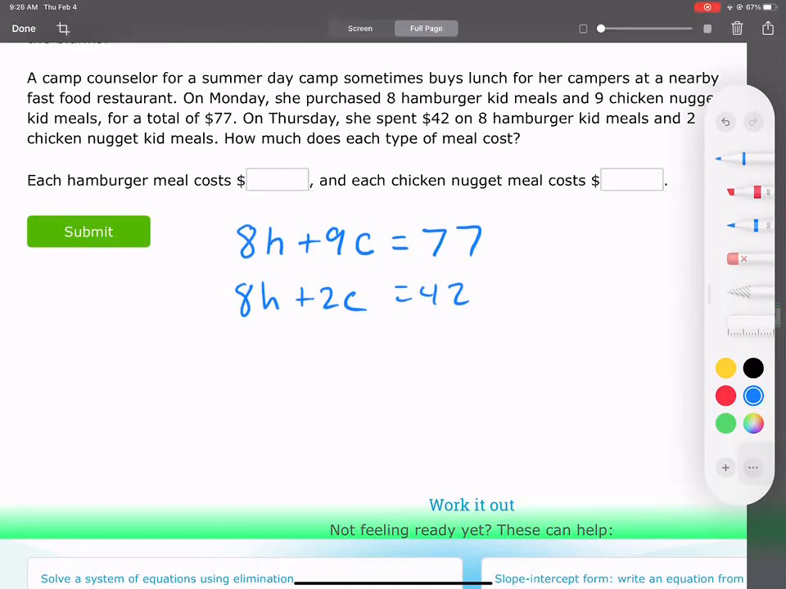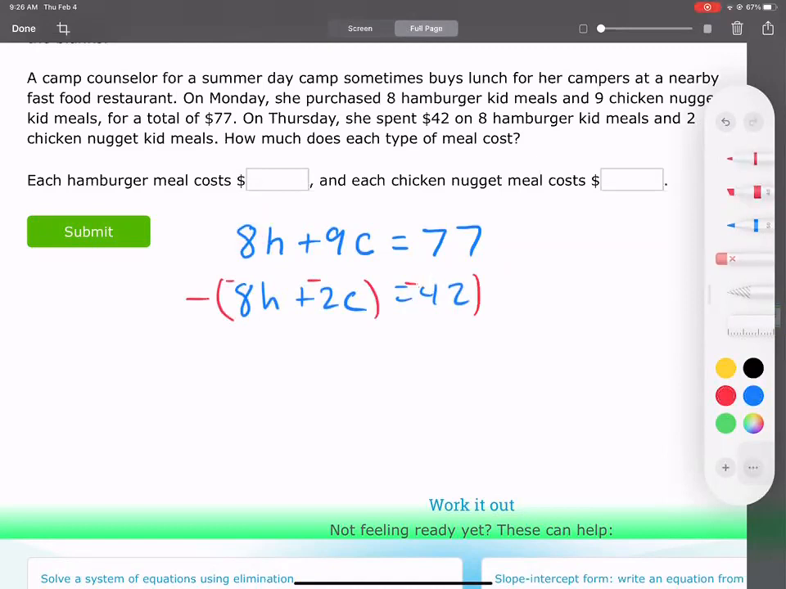Now, do you guys see which variable you want to cancel out? Hopefully, you see that the h's should cancel out, but not right away because they're both positive. These word problems give me positive. How would there be a negative 8 hamburger meals? So we're going to flip that sign by multiplying both sides by a negative. Negative to one side, negative to the other. That means this becomes a negative 8 and a negative 2, and that's a negative 42.